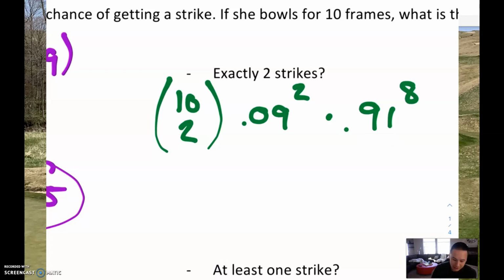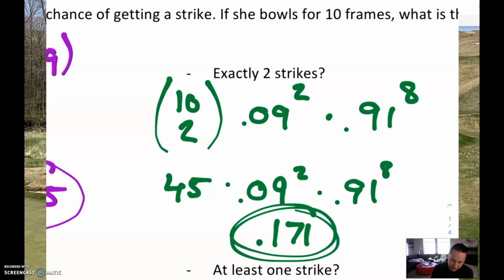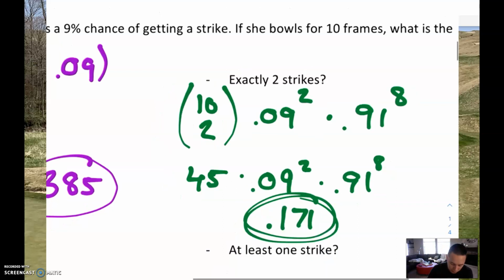To calculate this, we can find 10 choose 2. You can use the skills that you had in the last video, or I'll show you later on how you can just use a calculator for it. But this becomes 45 times 0.09 squared times 0.91 to the 8th. And if you type all of that in, you get 0.171. There's a 17% chance that she'll have a game of bowling and get exactly 2 strikes.